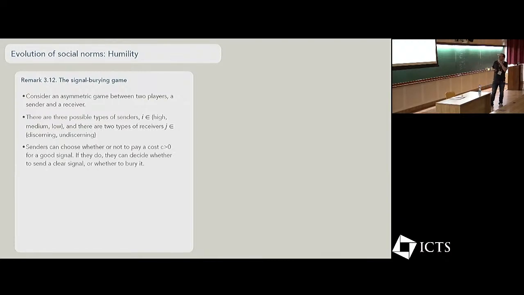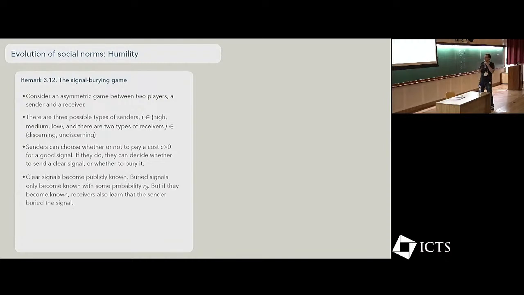Now how the model works is that senders can choose whether or not to pay a cost C larger than 0 for a good signal. The signal that you produce is unambiguously good, like for example donating to charity. Everyone would agree this is by itself a good thing. But once they've paid the cost for the good signal, they can decide whether or not to bury this good signal. So what does it mean to bury a good signal?